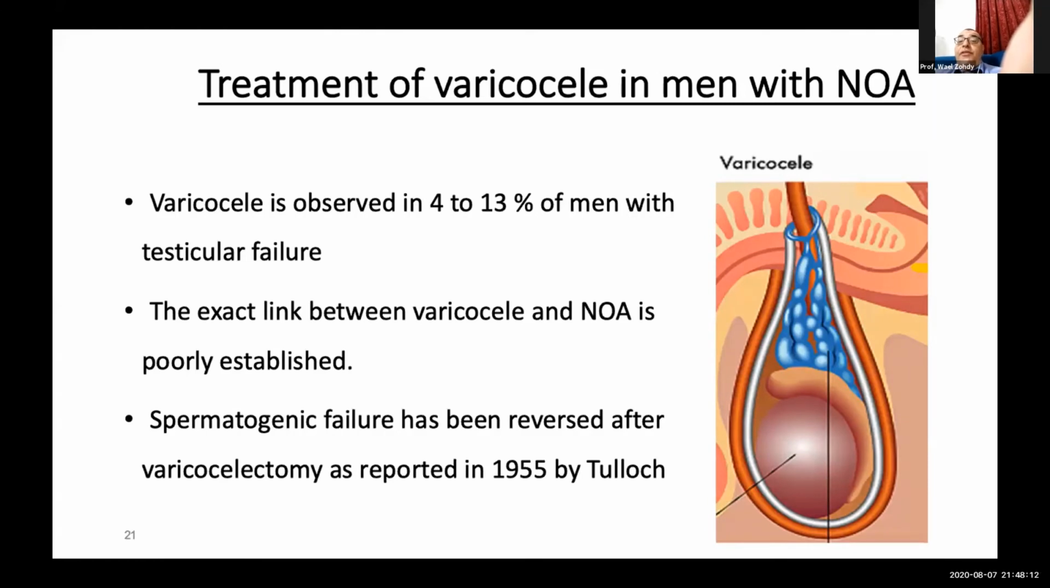Again, Dr. Arfa covered this topic very well. Varicocele is observed in 4 to 13% of men with testicular failure. The exact link between varicocele and non-obstructive azoospermia is poorly understood. Spermatogenic failure has been observed as early as 1955, as Dr. Arfa said. Next.